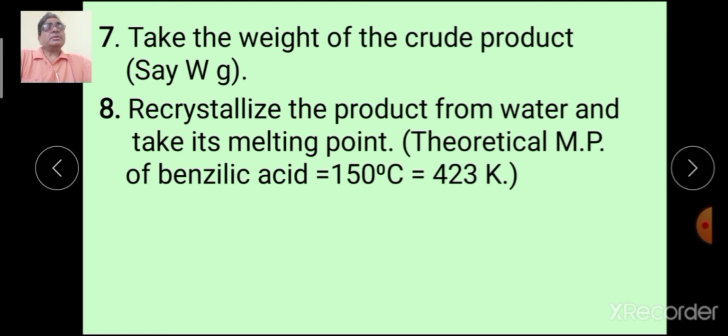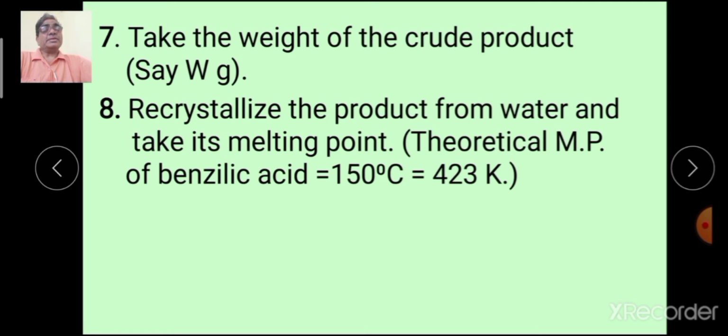After taking the weight, you have to recrystallize the product from water and take its melting point. You have to carry out the melting point of the recrystallized product. The theoretical value is 150 degrees centigrade, that is 423 Kelvin.